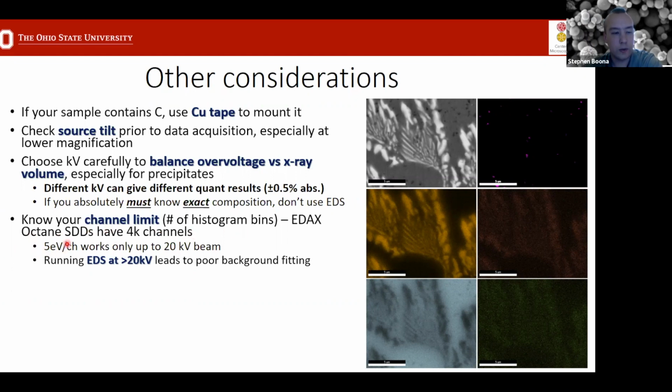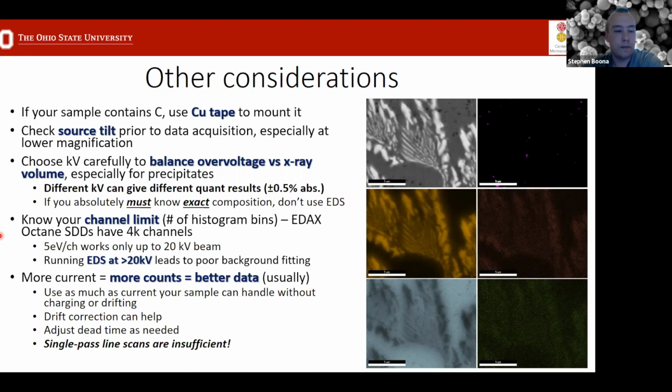On the ones we use at CMS, we have about a 4,000 channel limit, which means that if you run your data at 5 eV per channel, then you can collect data at a 20 kV beam energy and have no problems. But if you go above 20 kV, your spectrum is going to cut off at 20, unless you switch to 10 eV per channel, and then you're going to have issues with background fitting and your analysis will be problematic. So just be aware of this if you do work at higher accelerating voltages.